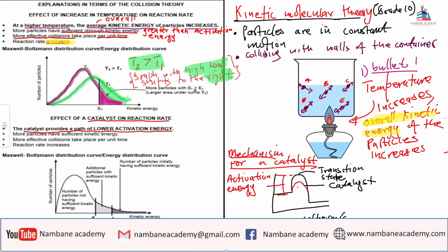So when the activation energy becomes lower, it means the particles now have an alternative pathway for them to be able to reach the formation of products quicker. So hence it is important to say the catalyst provides a path of lower activation energy. I must remind you again to say, what is a catalyst? A catalyst is a substance that increases the rate of the reaction without undergoing any permanent change.